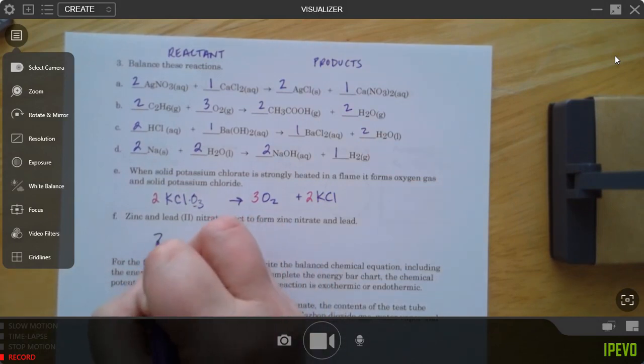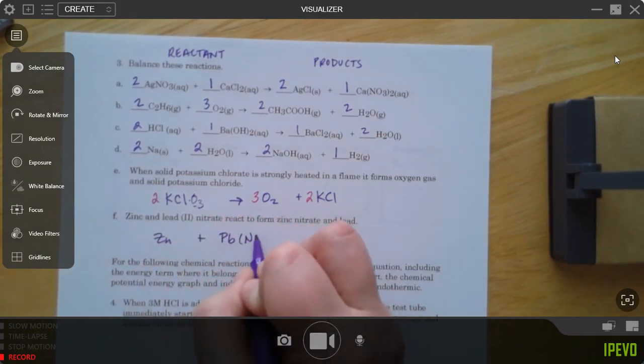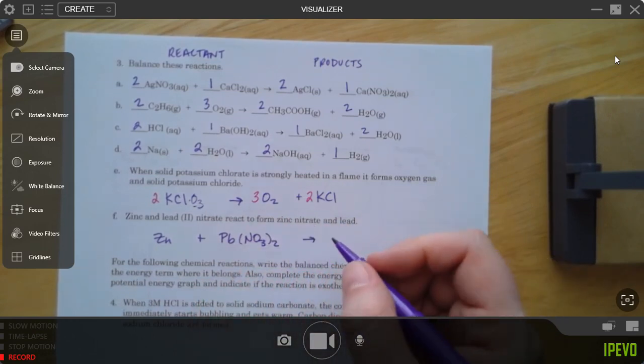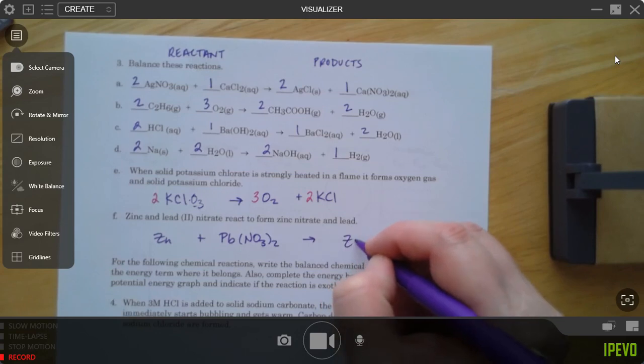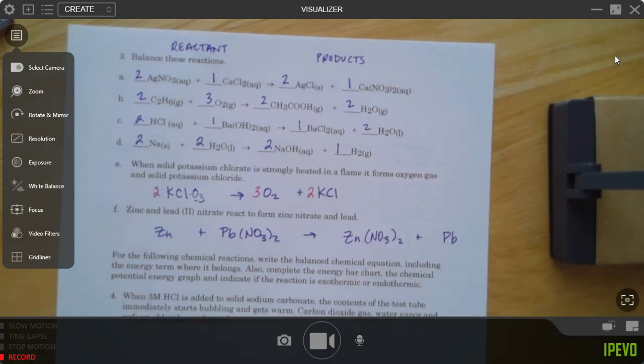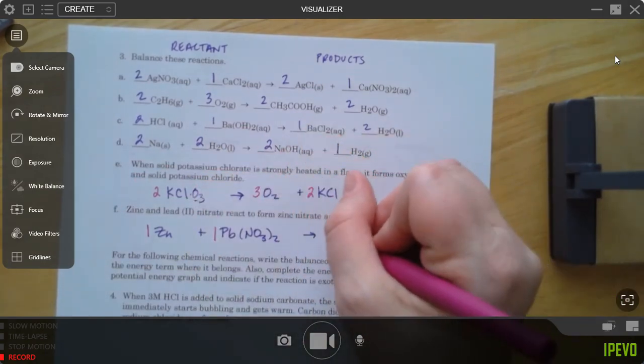For the next one, zinc plus lead nitrate. And you guys are going to get that polyatomic ion sheet. It's like the decoder ring of science class. Your coefficients for this should be 1, 1, 1, and 1.